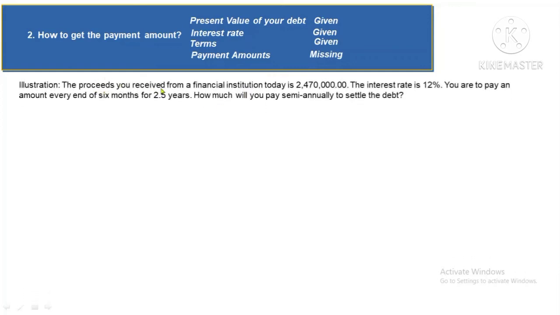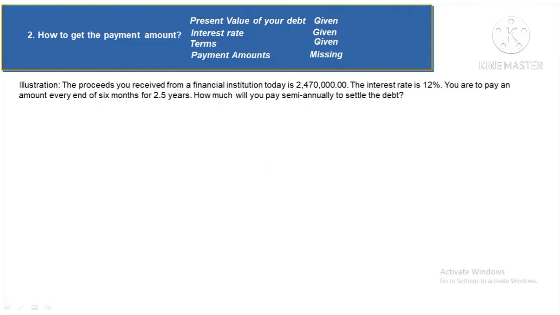The proceeds you receive from a financial institution today is 2,470,000. The interest rate is 12%. You are to pay an amount every end of 6 months for 2.5 years. How much will you pay semi-annually to settle the debt?